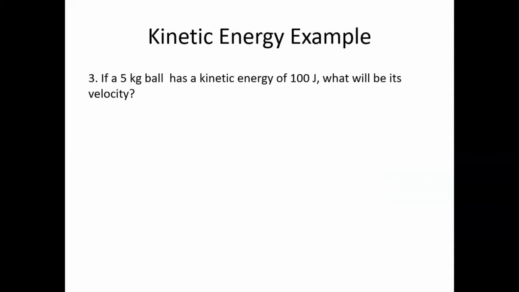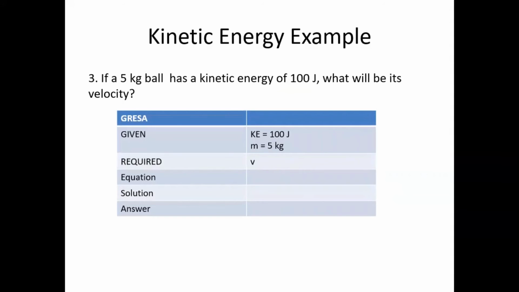Now, what if the unknown quantity is not kinetic energy? Example: if a 5 kilogram ball has a kinetic energy of 100 joules, what will be its velocity? Using the GRESA method, the given are the kinetic energy, which is equivalent to 100 joules, and mass, which is equivalent to 5 kilogram. However, the quantity that is required is velocity. So we need to derive an equation for velocity.